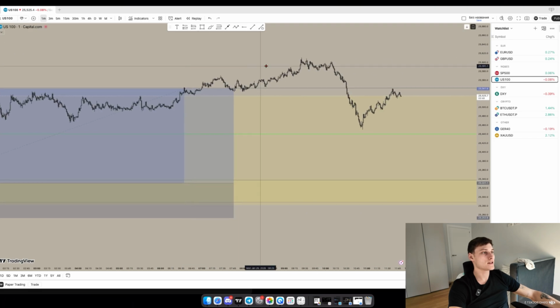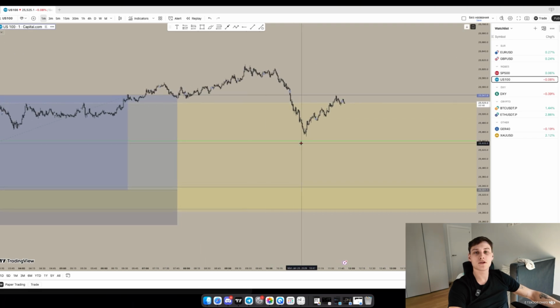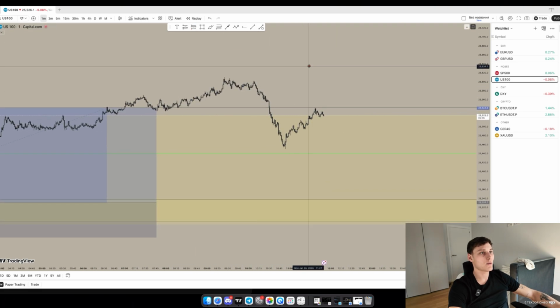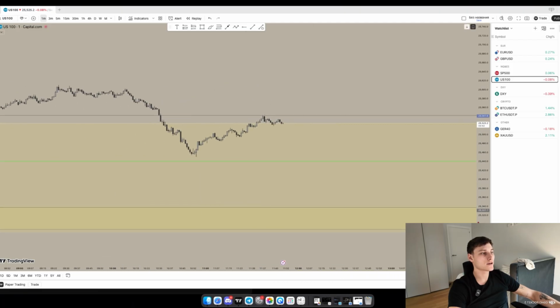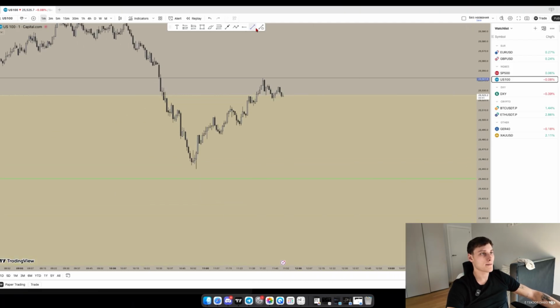After that, I want to see some sort of reaction, maybe to the middle point. And after that, I want to see something like the order flow on the lower time frame, and I will be looking for longs again.